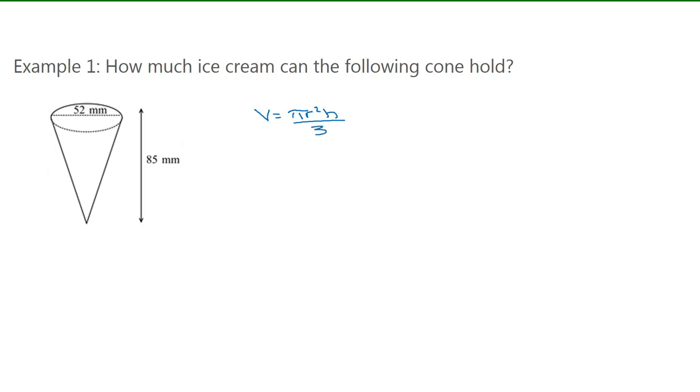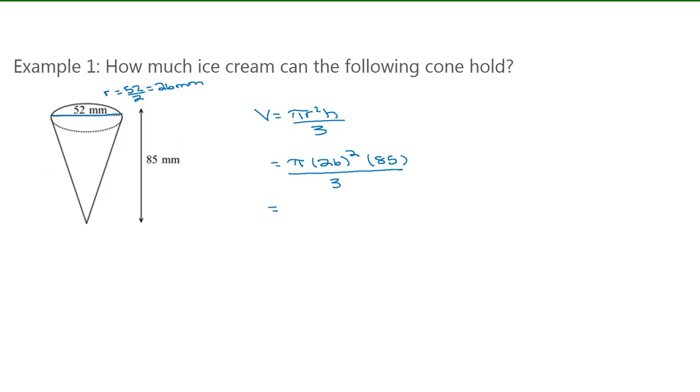Now looking at the diagram, I see that they gave us the diameter of the cone. So we're going to have to divide that by 2 to determine the radius. So that is 26 millimeters. So let's plug in the radius to be 26. So we have pi times 26 squared, and the height is 85. And then we divide all of that by 3.